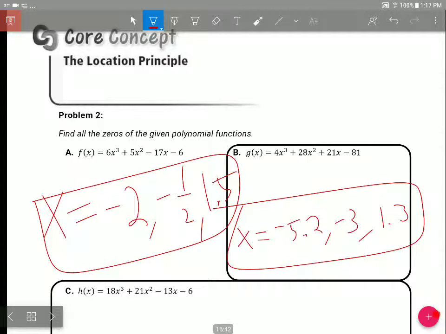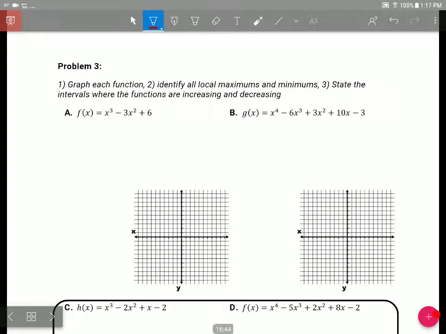All right, switch page. Go to the next page. This one piles on a little bit. So it says graph the function. That's the easy part. Then it says identify all local maximums and minimums and state the intervals where the function is increasing and decreasing. All right, this is one of those things that's easier than it looks, or easier than it sounds, okay? So we're going to start off by straight up sticking it in the calculator, okay?